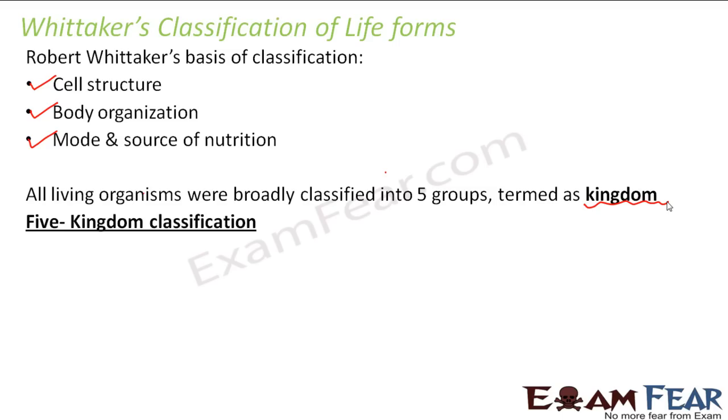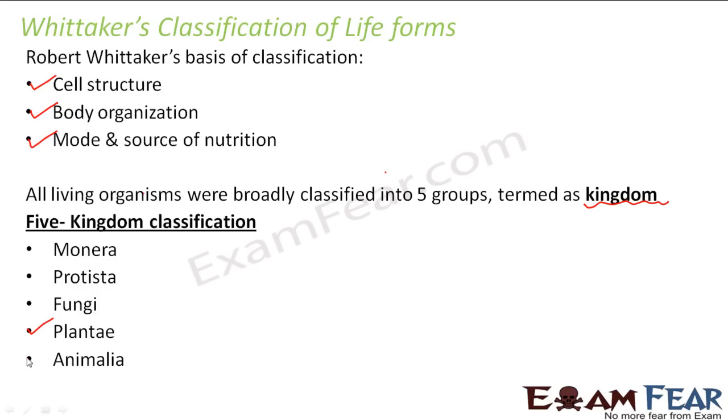So what are those 5 kingdoms? Monera, Protista, fungi, plantae, and animalia. Plantae and animalia are still there, but now plantae will have only the plants, and animalia will have only the animals. Now all the other extra things, which in the 2 kingdom classification we said were unable to fall in any of the categories, were divided into these 3 kingdoms: Monera, Protista, and fungi.